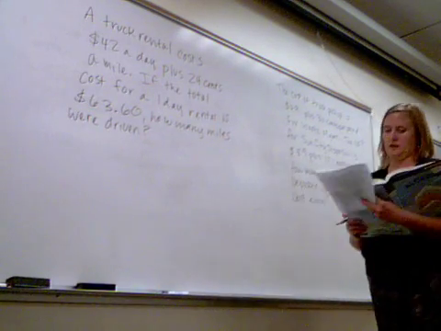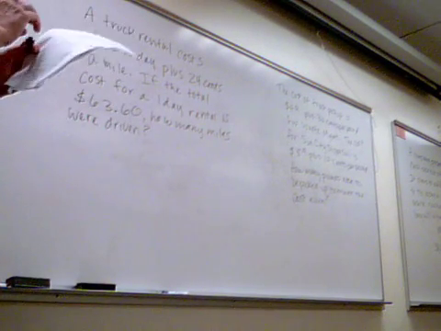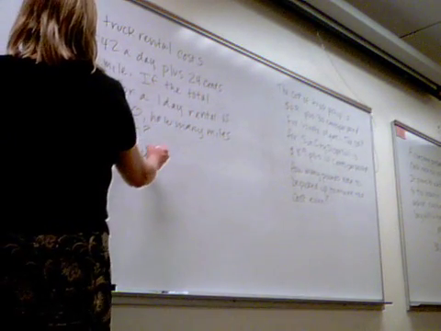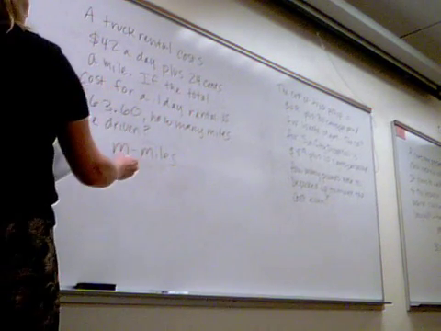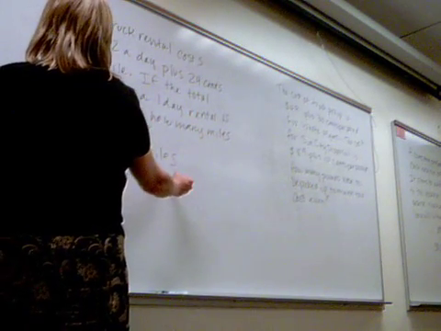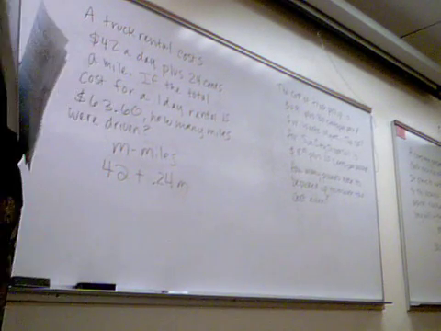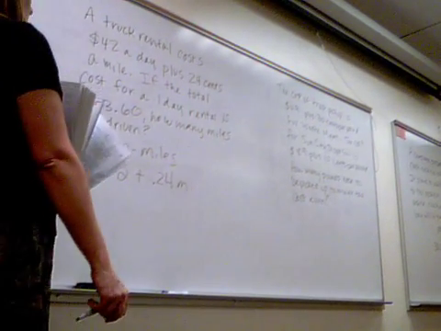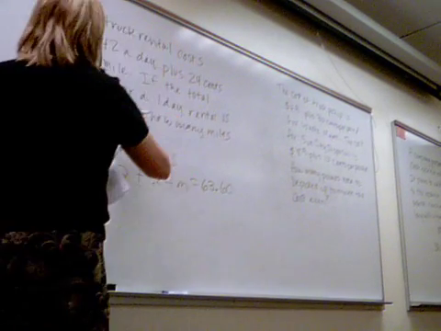Okay, we solved the first one. Somebody want to tell me how they did it? Okay, did you use M for miles? Yes. Okay. What is my equation? $42 plus 24 cents a mile. Why do I have to put 0.24 in this problem? Because we're doing dollars and cents. Very good. It equals 63.60.